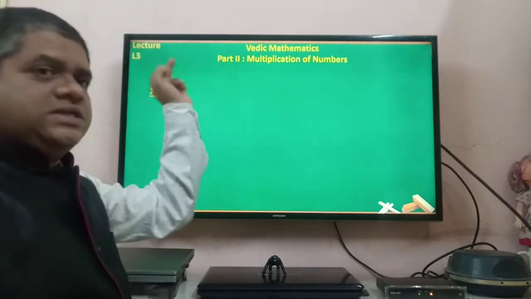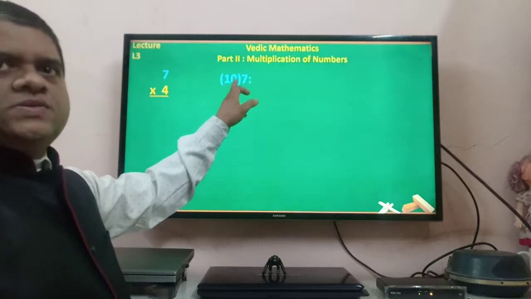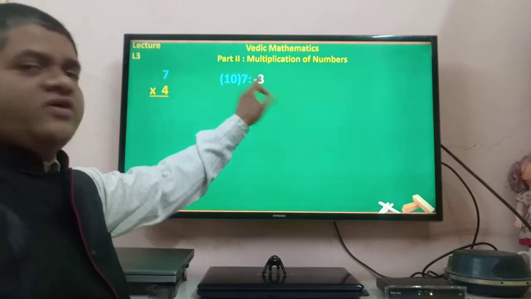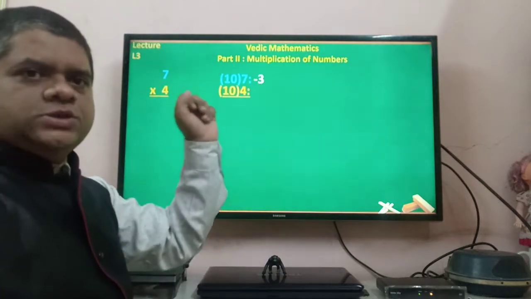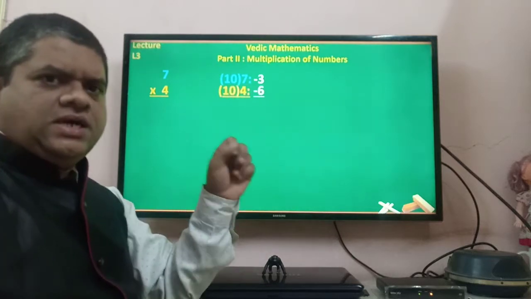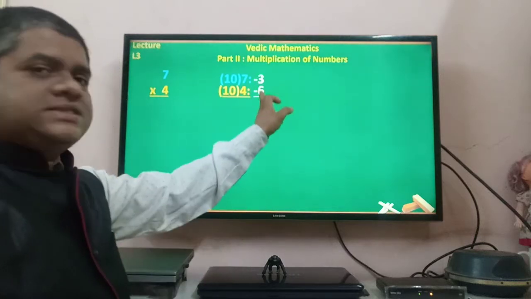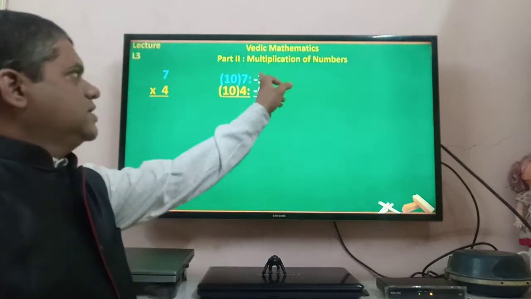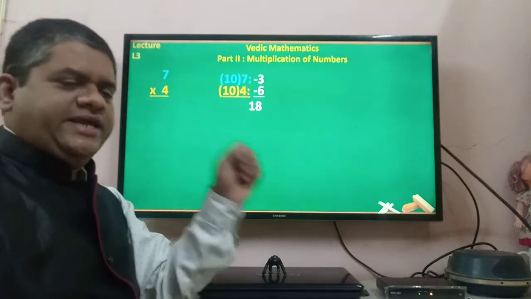Now here these are the two numbers, 7 into 4. 7 being closer to 10, I have selected 10 as a base. When you subtract 10 from 7, the answer is minus 3. Again 4 is also closer to 10, so we have selected 10 as a base, and 4 minus 10 gives minus 6. The second rule of multiplication is that whenever the signs are the same, let it be positive or negative, it doesn't make any difference. Here the signs are the same, so the product is always positive, and that is plus 18.